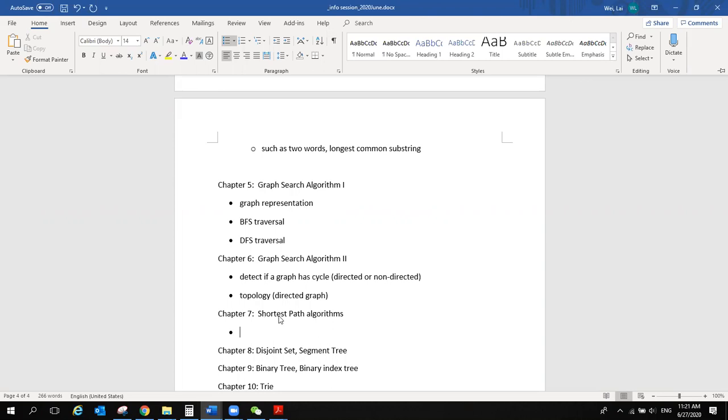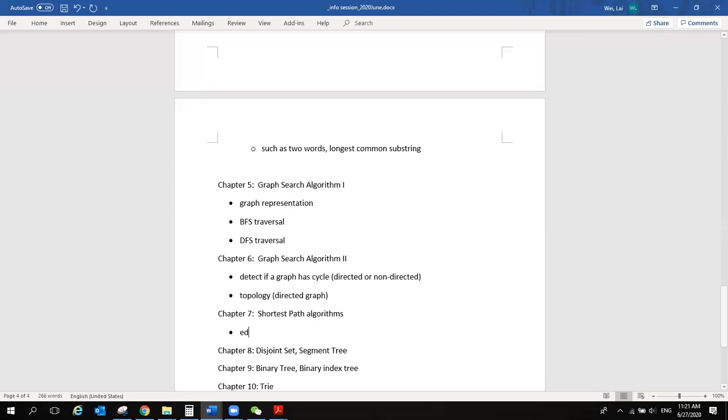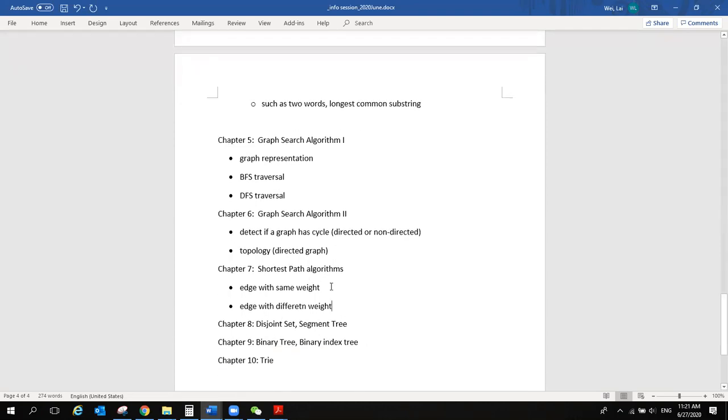The so-called shortest path is the minimum total weight from node I to node J, right? So overall, there is a discussion of whether the graph has edges with the same weight or edges with different weights. You need to understand the different use cases and your strategy accordingly. If the edges are the same weight, this is a very easy situation. Just go ahead with the regular BFS, right?